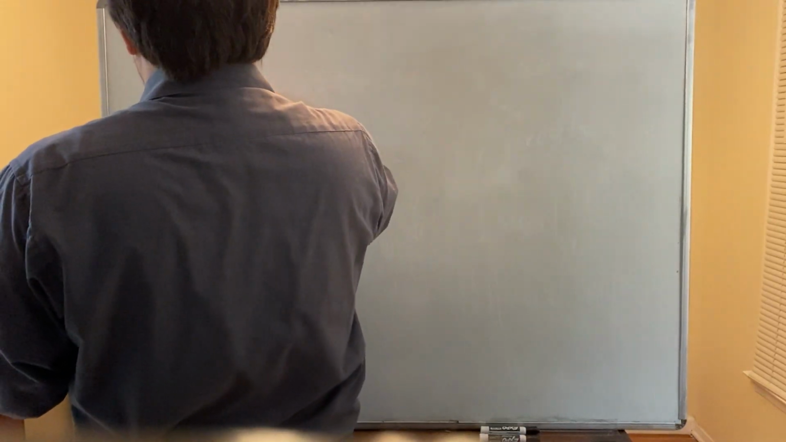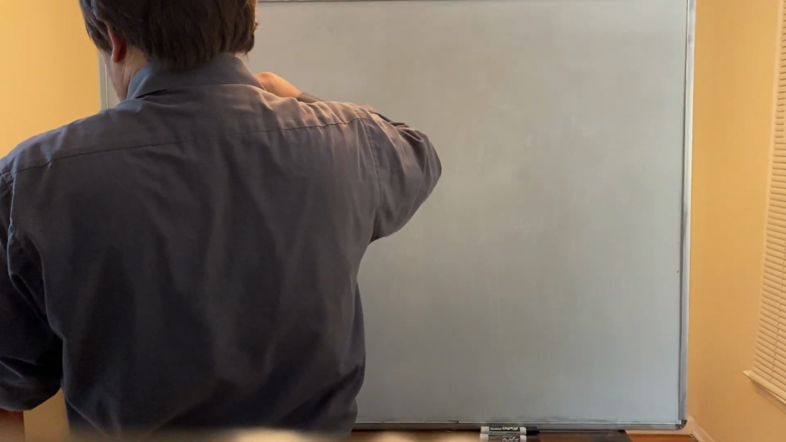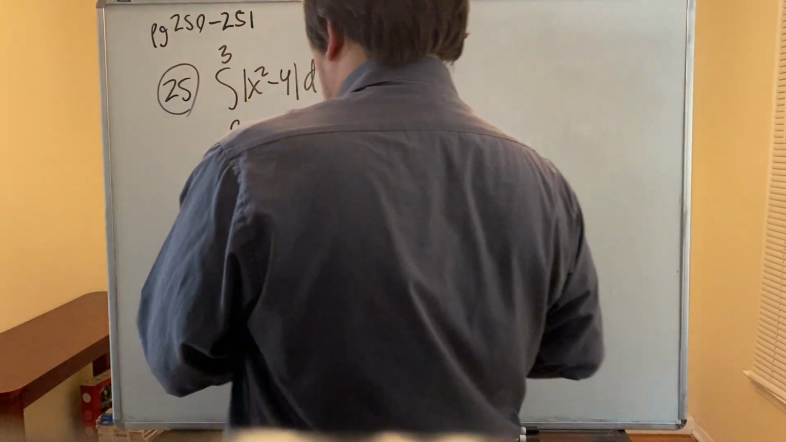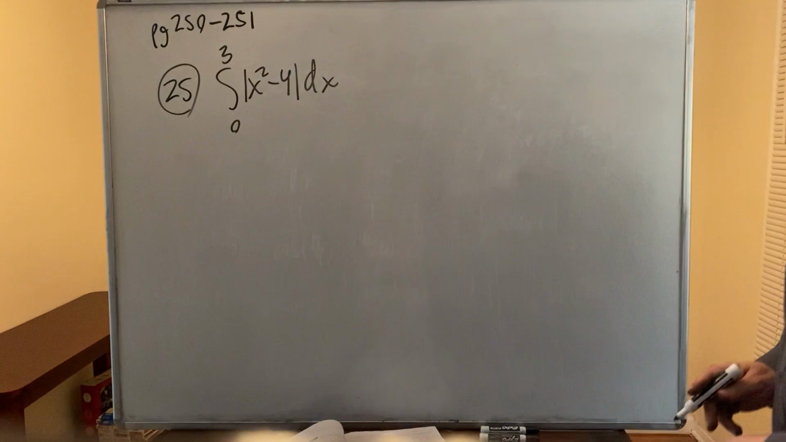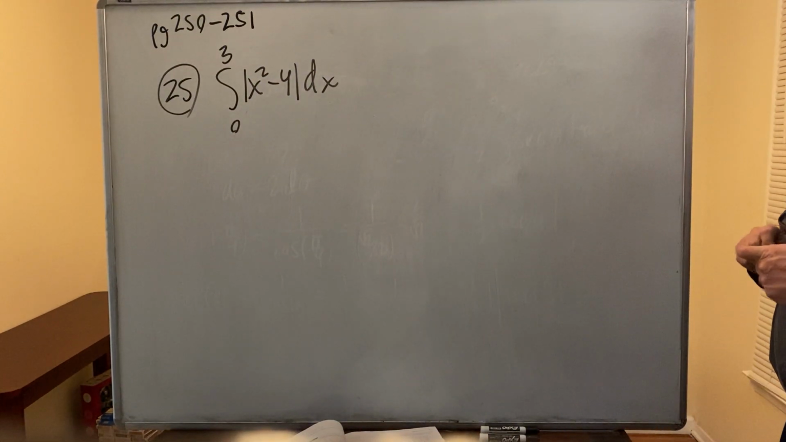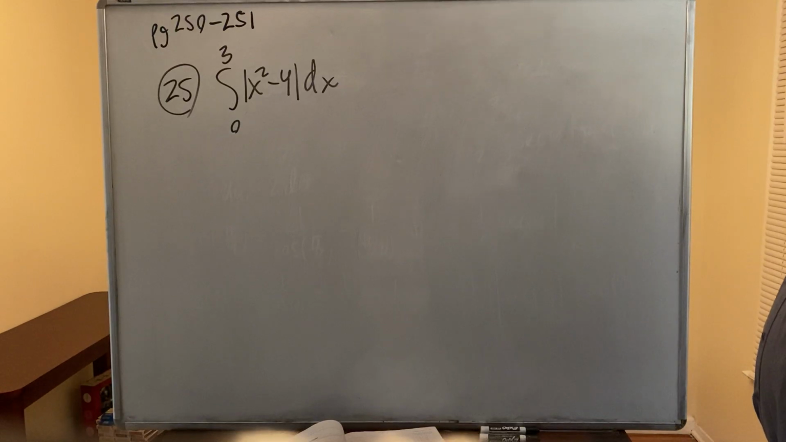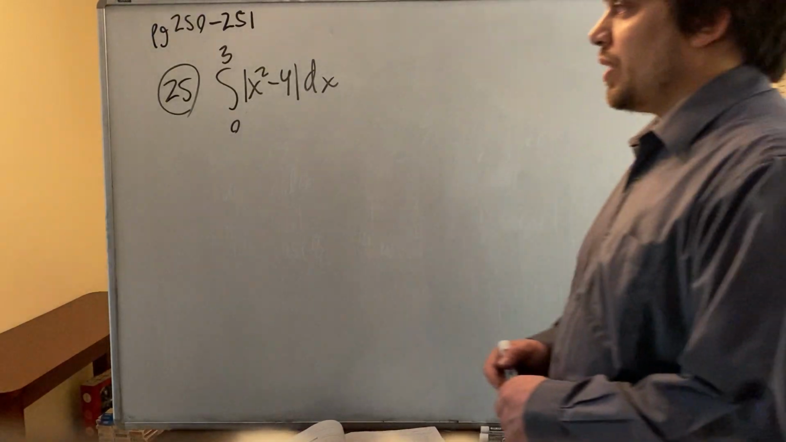Okay, so now let's look at number 25. 25 is a definite integral from 0 to 3 of the absolute value of x squared minus 4 dx. Okay, so for this one, this is a good problem.